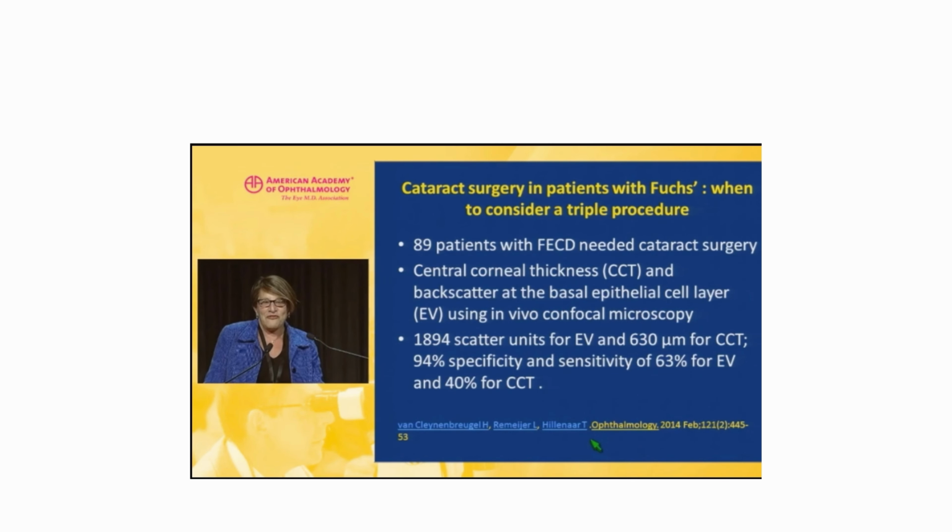Okay. And what they found is that the central corneal thickness and backscatter at the basal epithelial cell layer, called EV, using confocal microscopy, can predict which patients will fail after cataract surgery. The numbers you need to remember are 18.94 for the EV and 630 microns for central corneal thickness. They demonstrated 94% specificity and sensitivity.